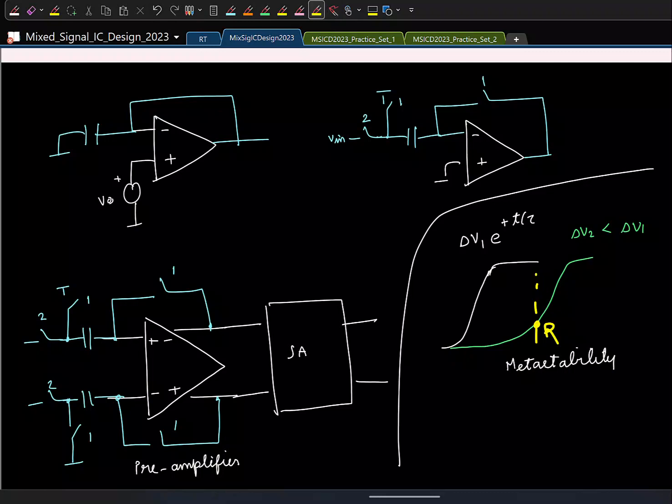Again here, do you think the problem will happen if the input is small or if the input is large? Only for very small inputs you have this issue. So instead of applying the small input directly to the comparator, I can amplify it. So this preamplifier will also help in that, right? So it helps in both offset and metastability.